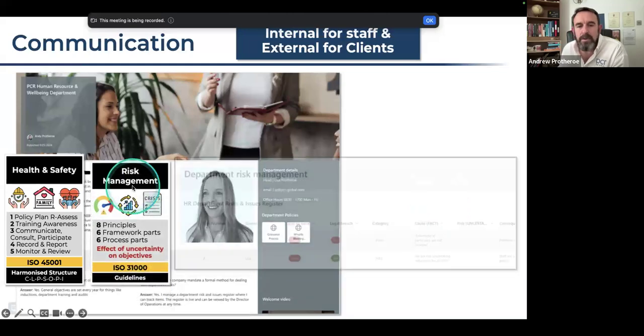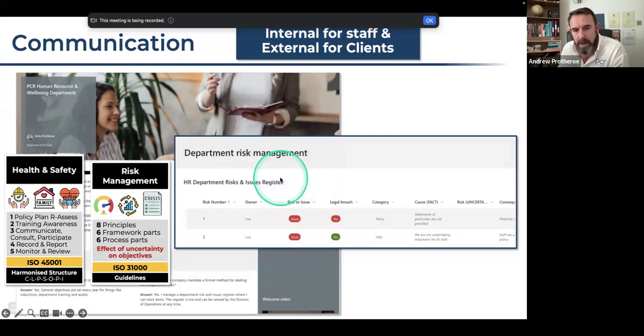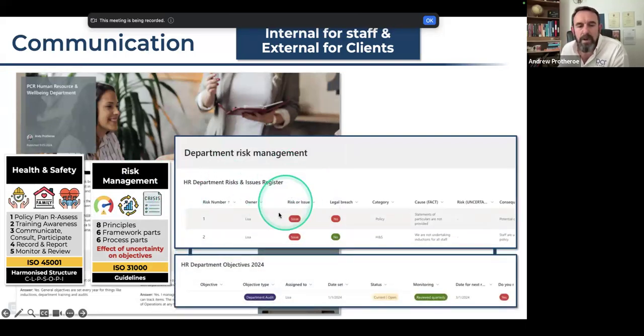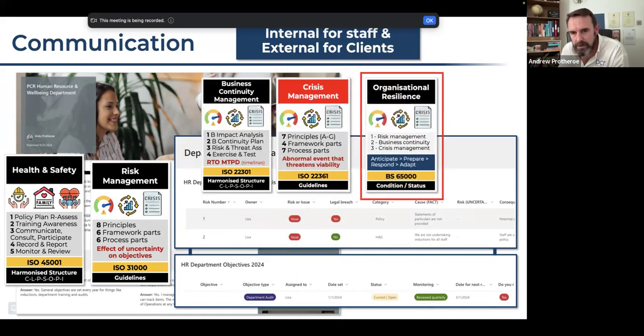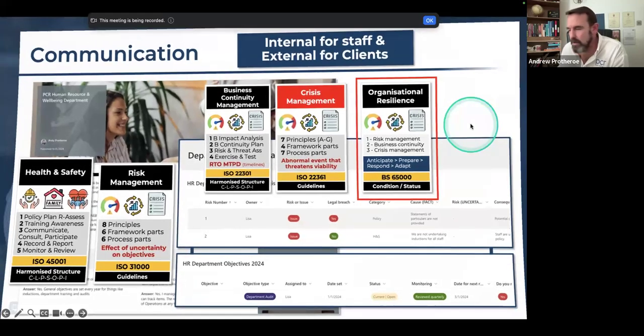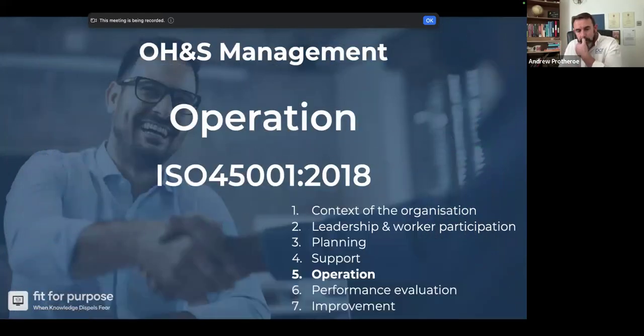We need risk management. So the department's going to have a risk management register. Risk and issues, I should say. And out of that register is going to fall the objectives. Like we said earlier, the main things are the policy which sets this up, then the risk management element and the objectives to lead on that risk management. So we end up with good business continuity, good crisis management, and hopefully organizational and personal resilience. Remember that. That's really important. Not just organizational, we need personal resilience as well.